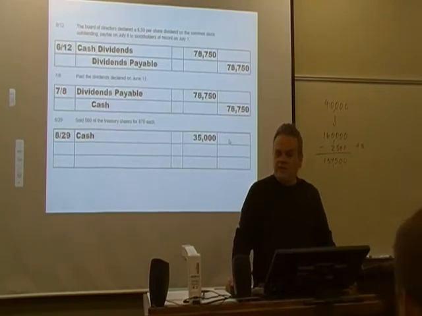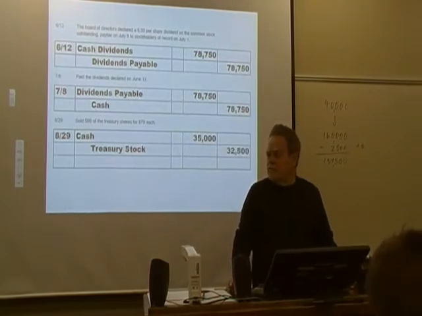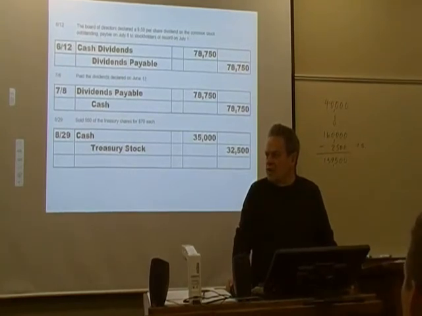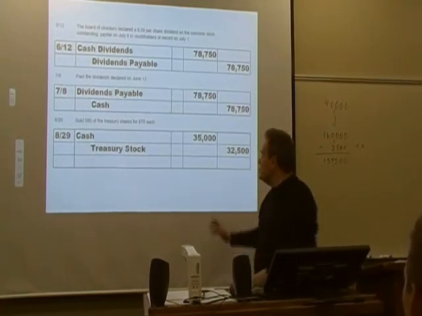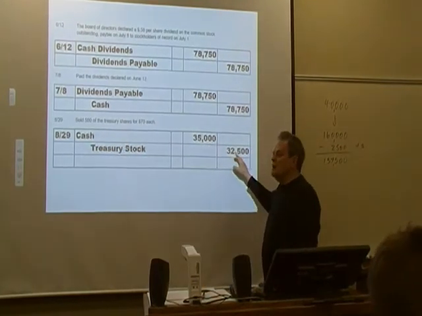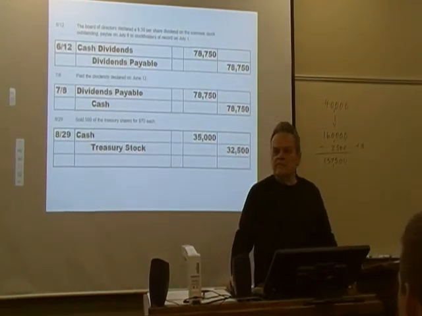Would some other volunteer do part of this entry for me? David? Credit treasury stock for $32,500. Credit treasury stock for how much, David? $32,500. How on earth did you get $32,500? Well, we account for treasury stock at cost. At cost. What a novel idea. Not par? Cost. What did we pay for these shares? $65 a share times 500 shares is $32,500. I thought debits and credits had to be equal. They don't.